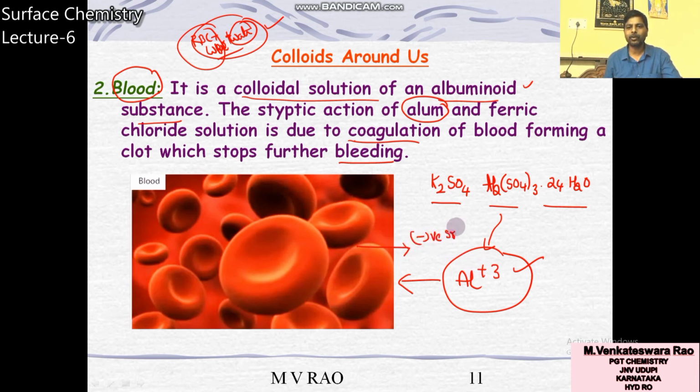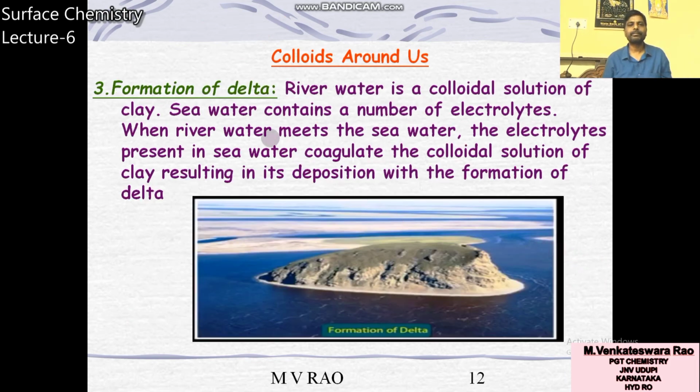A negatively charged sol, so it needs a positive ion. So to arrest bleeding, that is the styptic action. What is the meaning of styptic action? To stop bleeding. So blood is a colloid, and this coagulation is done by using alum, the Al3+ ion, or the ferric ion also.